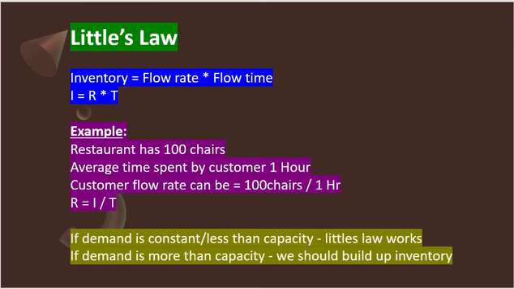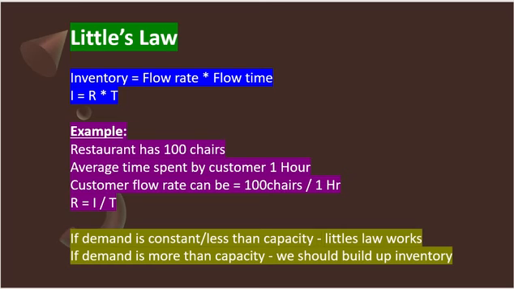Let's say, for example, take a restaurant having 100 chairs and assume that the average time spent by each customer is 1 hour in the restaurant. So in this case, the 100 chairs are inventory. So I equals 100, and the average time spent, 1 hour, is the flow time. So T equals 1 hour.